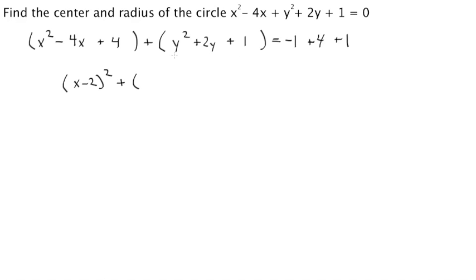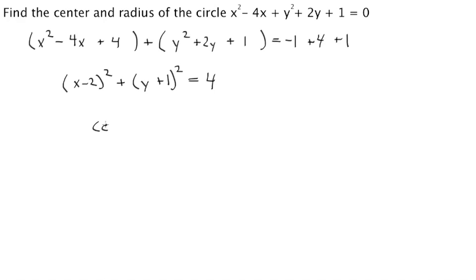Similarly, with our y terms, we know that the first is going to be y. To find the constant term, we look at the coefficient of y and take half of it. So here it's 2, half of 2 I know is 1. So this is y plus 1 squared. And then finally, for my constants over on the other side of the equation, I just add them up. Negative 1 plus 4 plus 1, that's just 4.